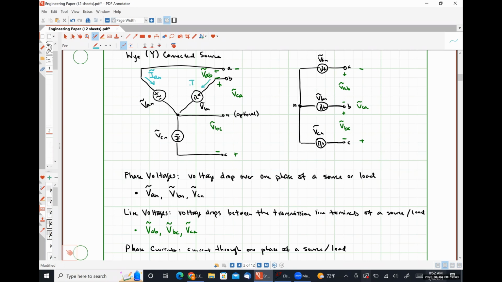This is going to be my phase current IBN. And this is going to be my phase current ICN on my left-hand representation. On the right-hand representation, we're going to have these guys, IAN, IBN, and ICN.